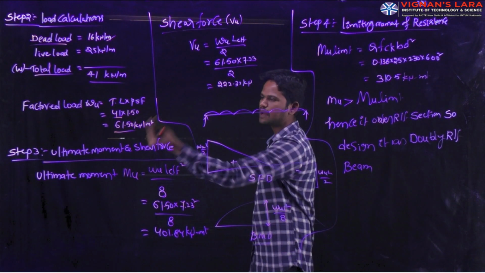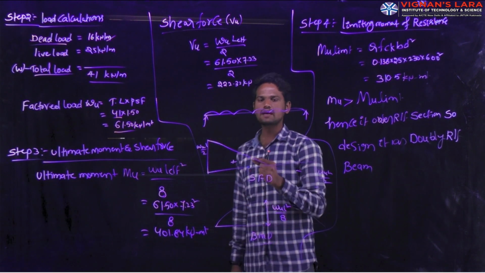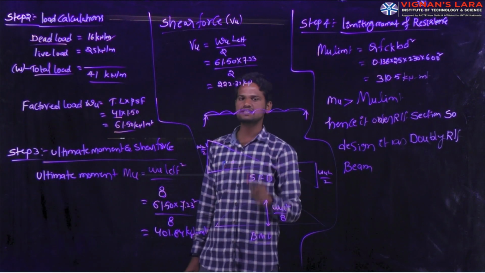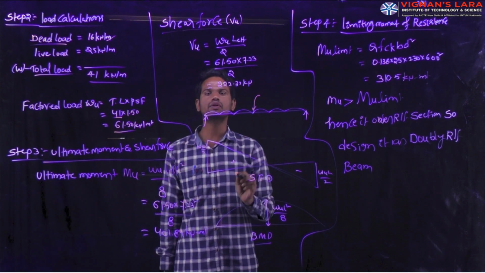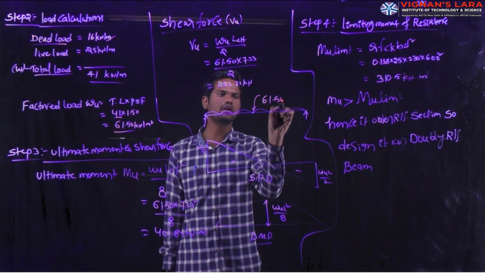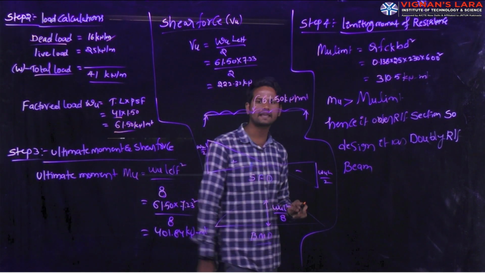For this amount of load, what is the bending moment acting on the beam, and how much shear force is coming onto the beam? For that shear force and bending moment we have to calculate and provide the reinforcement. 61.50 kN per meter is the uniformly distributed load acting on the beam.